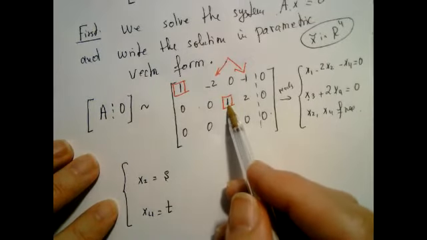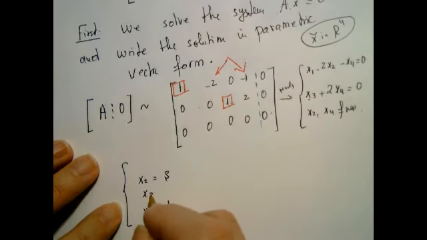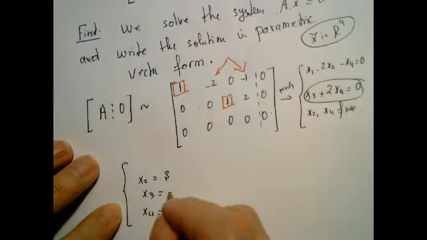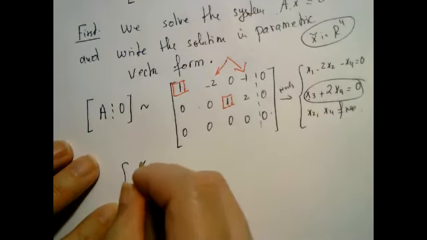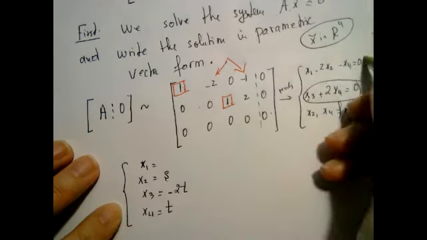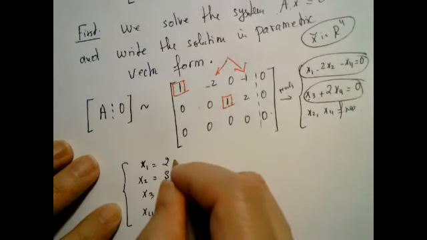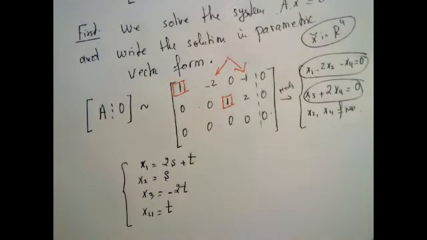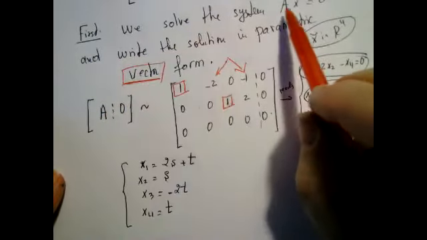Because I have the reduced echelon form, it's going to be easy. So x3, if I solve it from here, I'm going to get minus 2t. And x1, I'll solve it from here. It's going to give me 2s plus t.